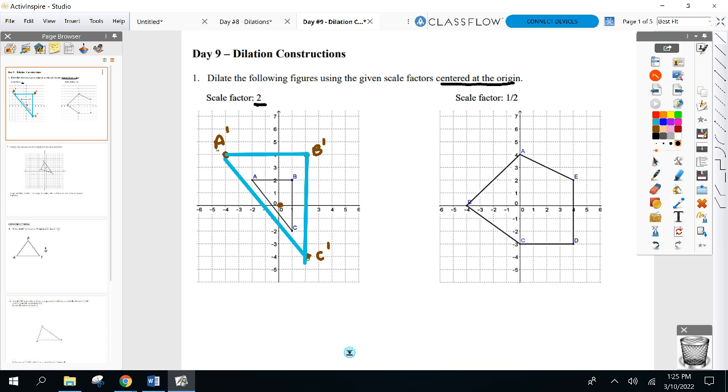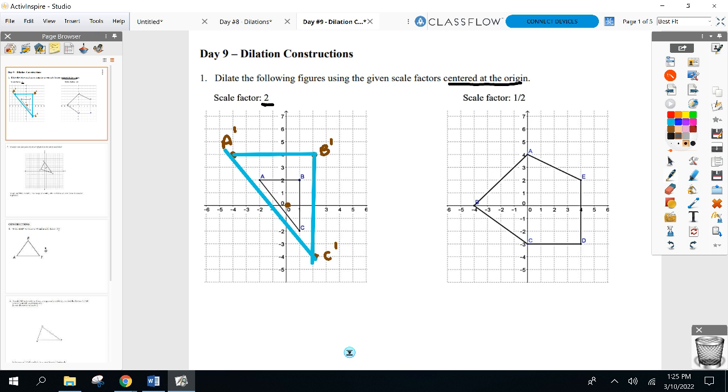There we go. That's how I dilate a figure. I use its slopes. And now, will I ever do this? I don't know. What if I change this to a scale factor of 3? What happens?